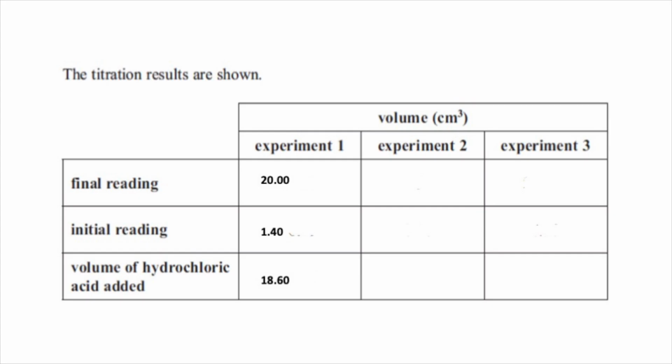So you can see that the final volume here is 20.00 centimetres cubed, and his initial volume was 1.40 centimetres cubed. So to find the volume of acid that he's added, all you do is take the initial volume, 1.40, away from the final volume, 20.00. And you can see that he's added 18.60 centimetres cubed of acid. That was the volume of acid needed to neutralise the sodium hydroxide.